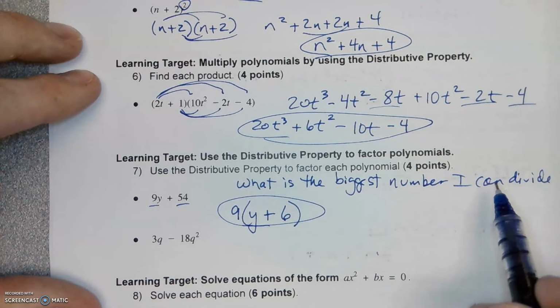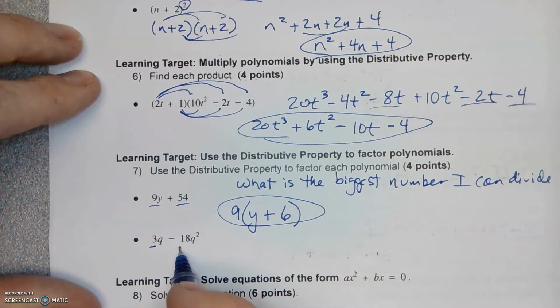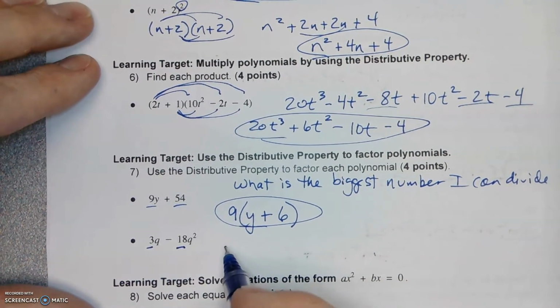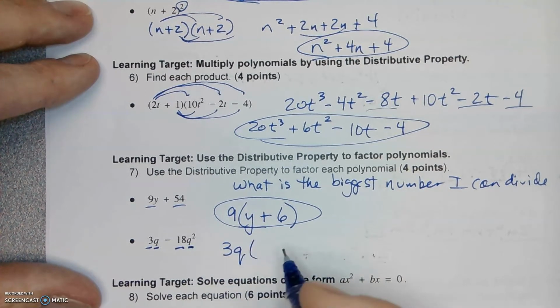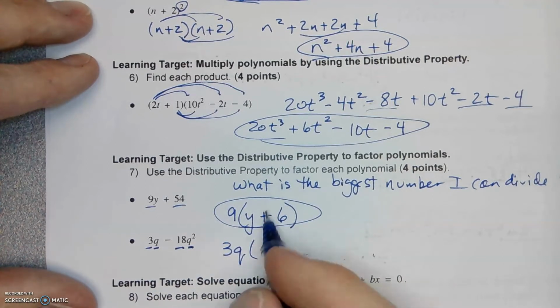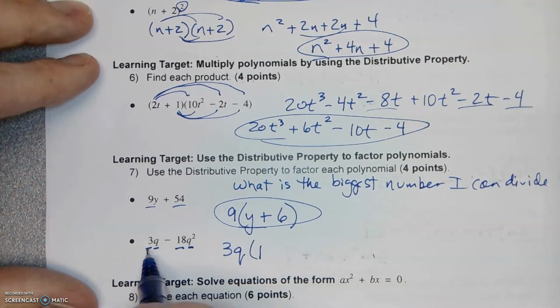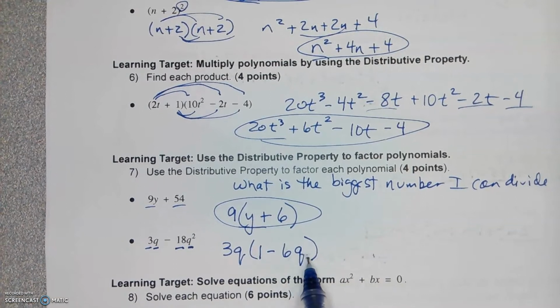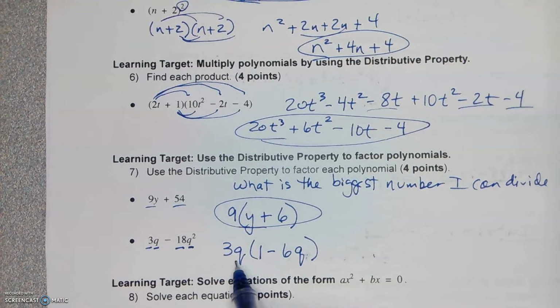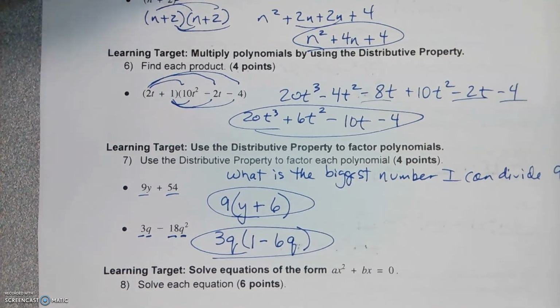Down here, what's the biggest number I can divide 3 and 18 by? Well, that would be 3. There's variables in both terms, so I can actually factor out a q as well. So 3q times 1 gives you 3q minus 6q, because 3q times negative 6q is negative 18q squared. So that's as far as we can factor it. We are done there.